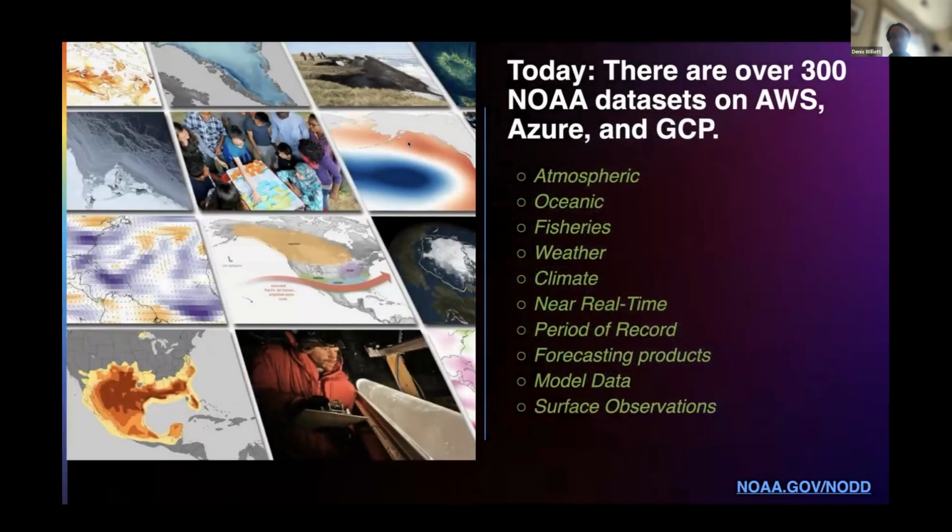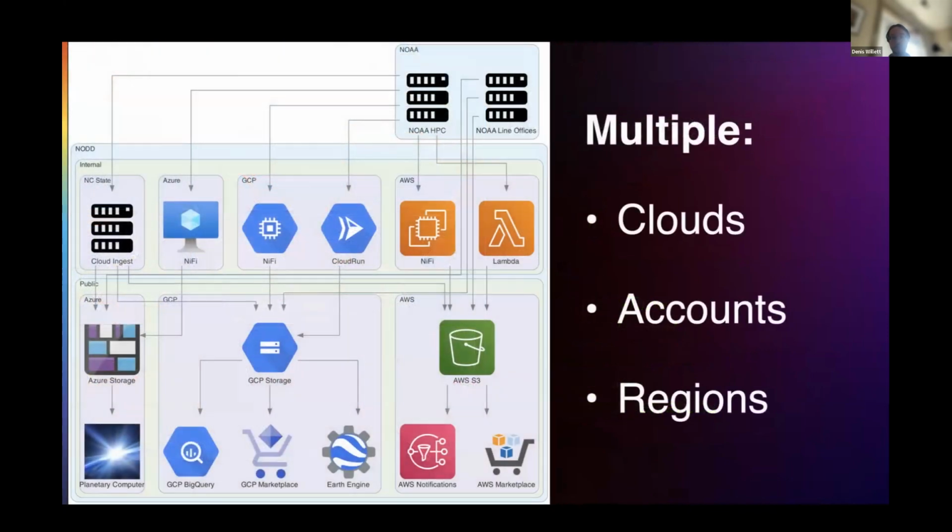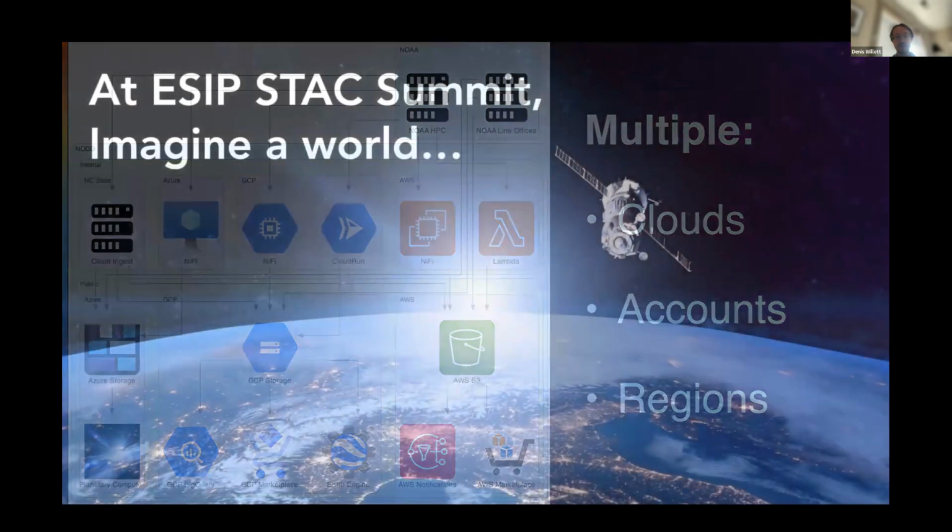As we have expanded over the past few years, the holdings have also expanded. So today there are over 300 NOAA datasets that we manage across these three major public cloud providers, and they really span the entire Earth system. We have atmospheric data, oceanic data, period of record climate holdings, forecasting products, model data, surface observations. It really runs the gamut. This is incredibly diverse and incredibly useful for doing Earth system science. But we want to be able to support access to these data. Currently, we have these data across multiple clouds and multiple accounts and in multiple regions, and it's very difficult sometimes to be able to find the data that you'd like.